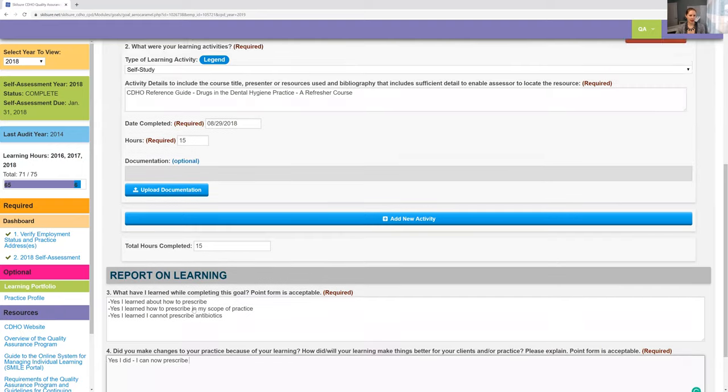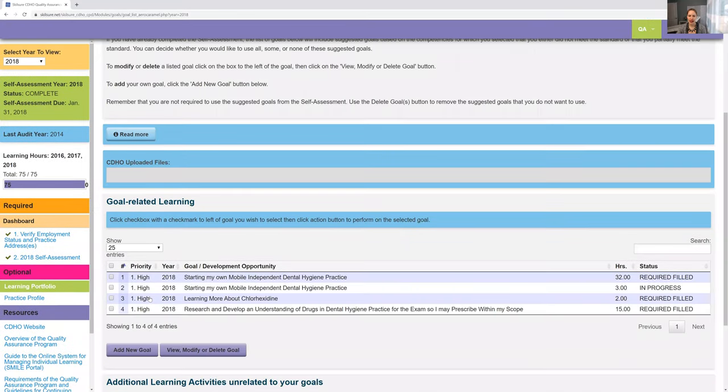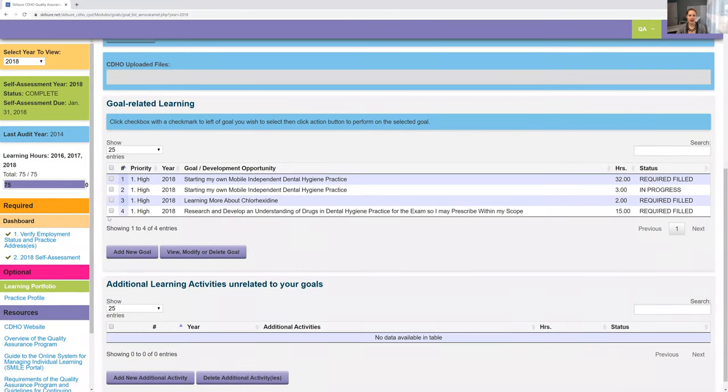So does that make sense? I'm not going to save that because I don't want that in there. But do you get the idea? You have to be specific. That's a very common error that I see, is people aren't specific enough in their learning activities when they're writing down what they have learned in their reports on learning.